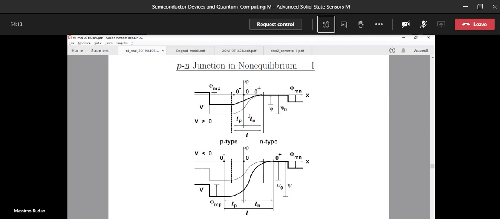Now we have to understand what happens to the diffusive term, and that term does not change because substantially the concentrations of the electrons and holes on the two sides of the space charge region do not change, okay? They are dictated by essentially the dopants.